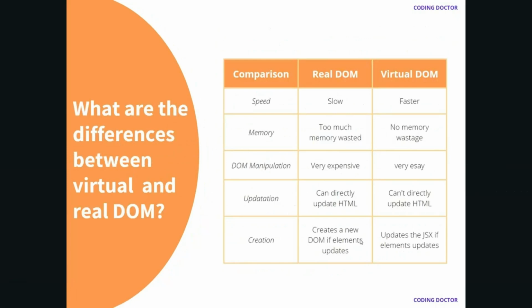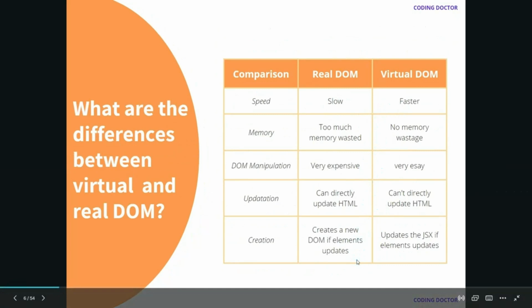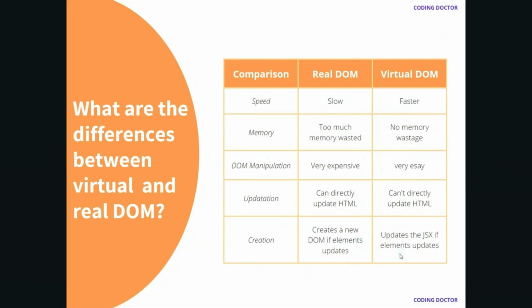These are the differences between the real DOM and the virtual DOM. As you can see, real DOM is slower than the virtual DOM. Real DOM consumes more memory, whereas virtual DOM consumes less memory. Operations are expensive in real DOM. In virtual DOM, operations are very easy and not expensive. In real DOM, we can directly update the HTML. In virtual DOM, we cannot. It creates a new DOM if elements update, whereas the virtual DOM updates the JSX if the element updates.